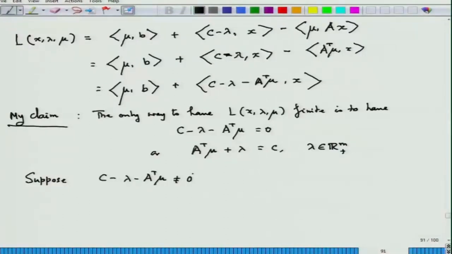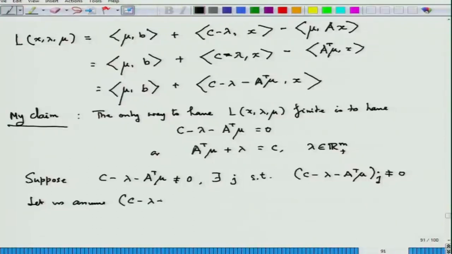Now, suppose this is not 0. So, there must be at least one component which is not 0. So, there exists j such that the jth component of c minus lambda minus A transpose mu is non-zero. So, let us assume, without loss of generality, you could have assumed it to be negative and give a similar sort of argument, suppose this is strictly bigger than 0, then set x j strictly bigger than 0 and x i equal to 0 if i is not j.